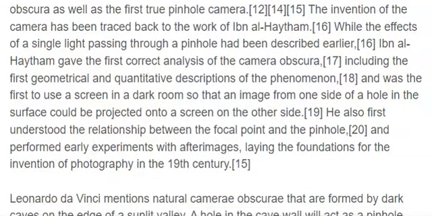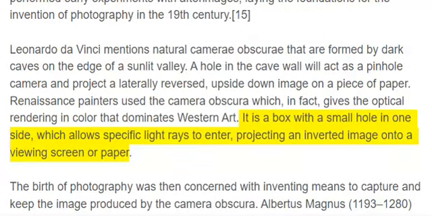Renaissance painters used the camera obscura which, in fact, gives the optical rendering in color that dominates Western art. It is a box with a small hole in one side, which allows specific light rays to enter, projecting an inverted image onto a viewing screen or paper.